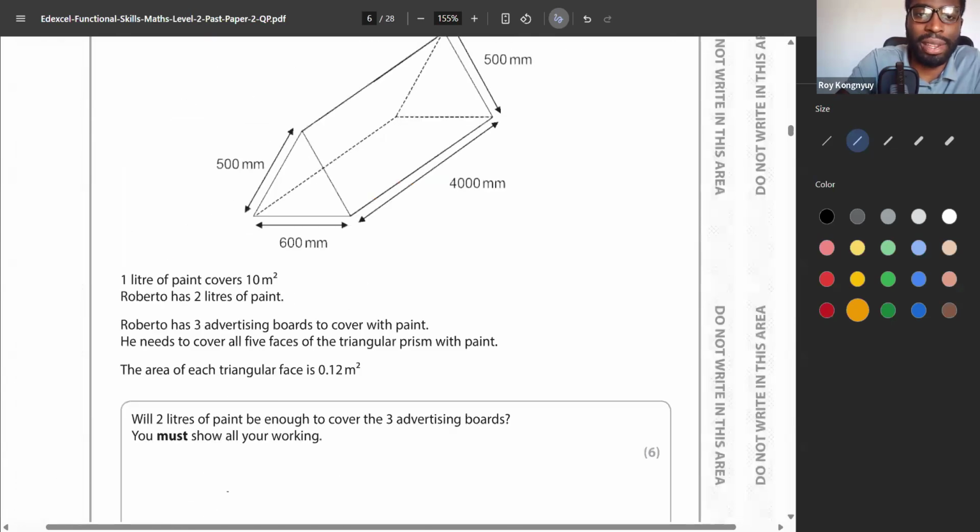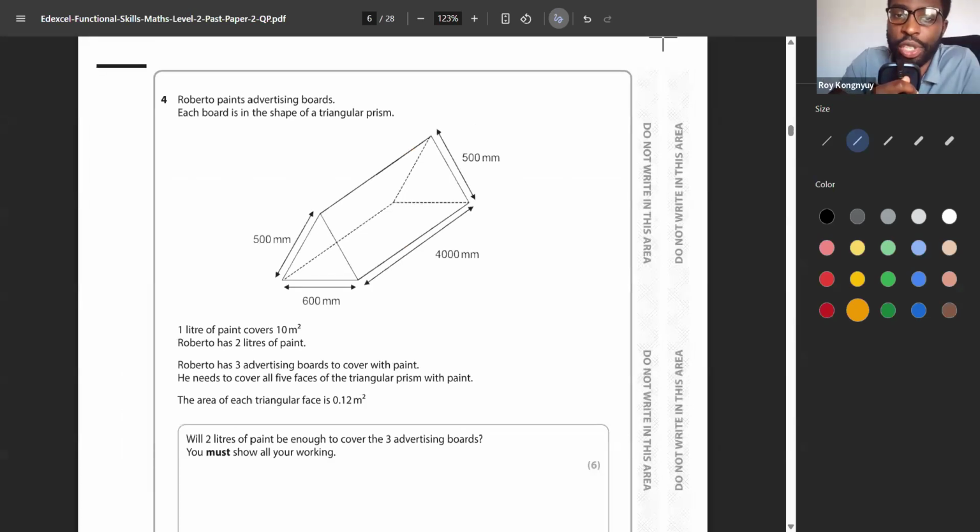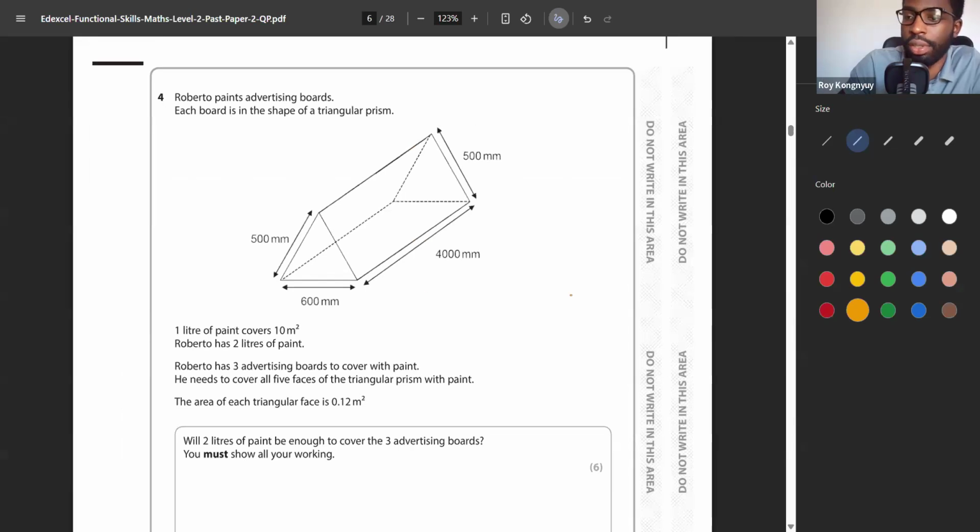Next, Roberto paints advertising boards. Each board is in the shape of a triangular prism. Here we go. 1 liter of paint covers 10 meters squared. Roberto has 2 liters of paint. Roberto has 3 advertising boards to cover with paint. He needs to cover all 5 faces with paint. The area of each triangular face is such and such. Will 2 liters be enough to cover 3 advertising boards?